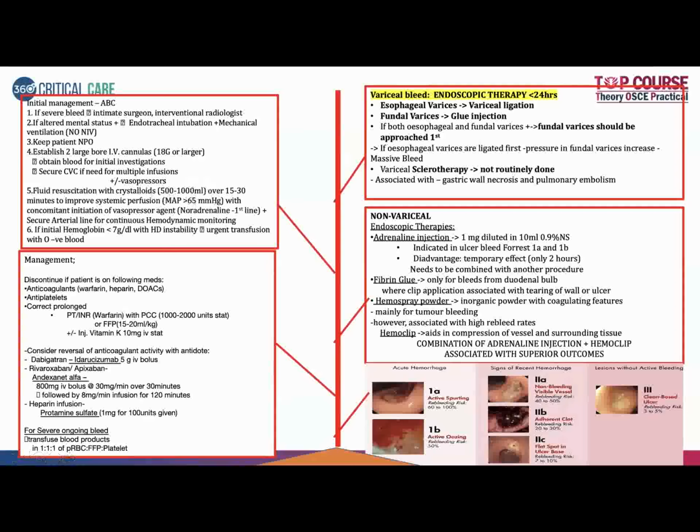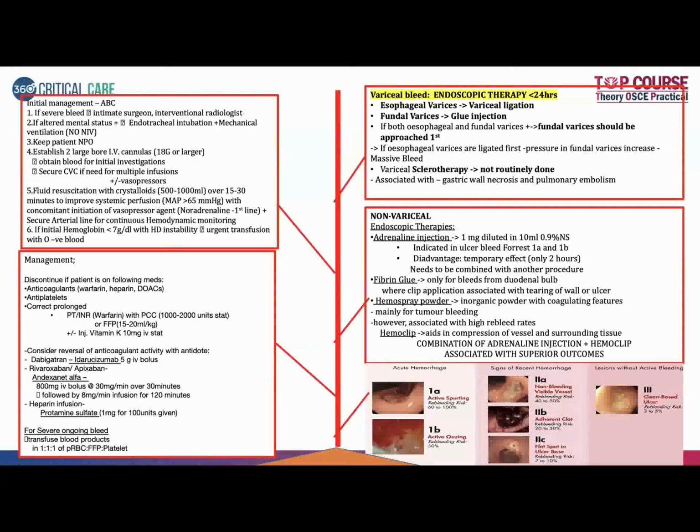Simultaneously consider starting a vasopressor infusion, and do not keep the MAP very high also. The patients can exsanguinate and bleed torrentially. So the hemoglobin target should be around 7, and maintain above 7. If there is an urgent need for transfusion, O negative blood can be considered. In a severe ongoing bleed, you alert the blood bank and initiate a massive transfusion protocol as such.